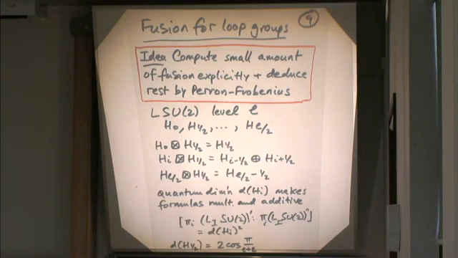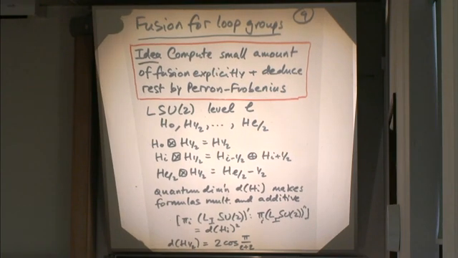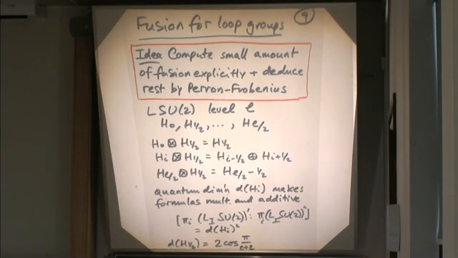So the idea is to compute a very small amount of fusion explicitly and deduce the rest by Perron-Frobenius. I think there's probably some word in planar algebras which does something like that, where you have a little box and it does everything for you. It grows. It's a fish. I don't know. Anyway, it's very similar for any subfactor. That's what you want to do.